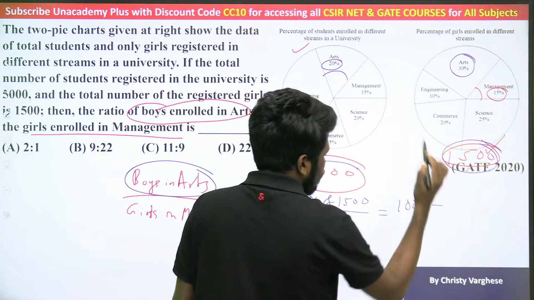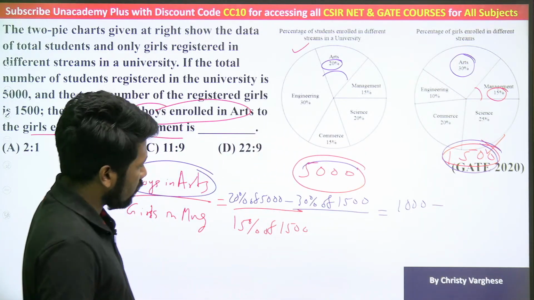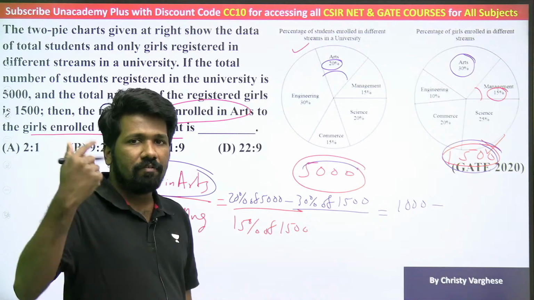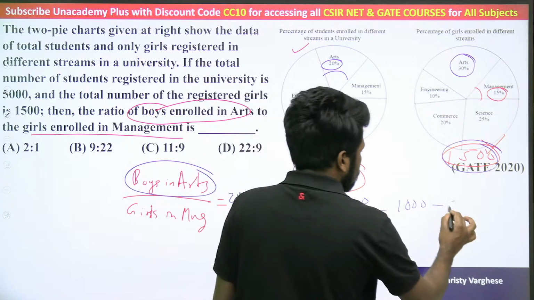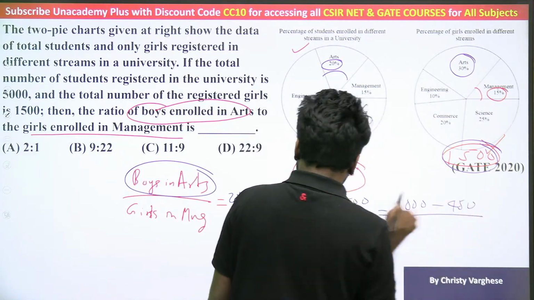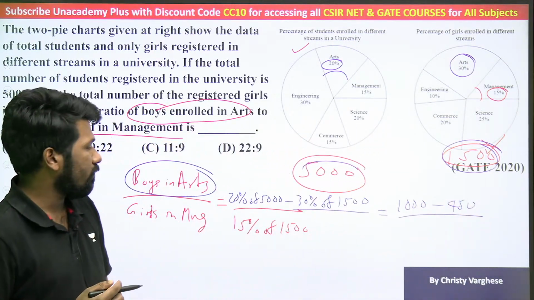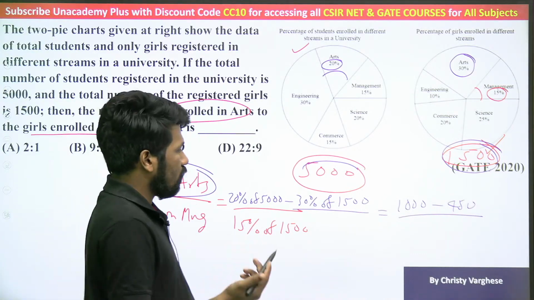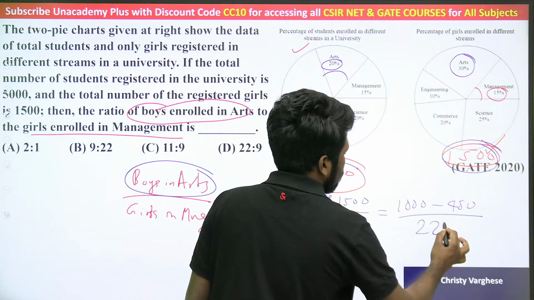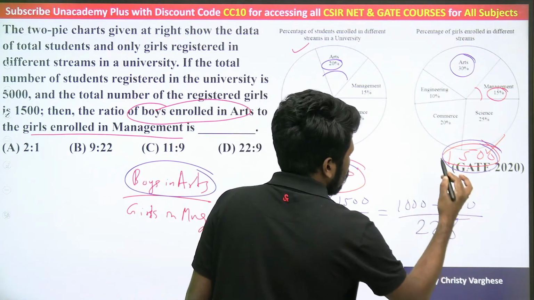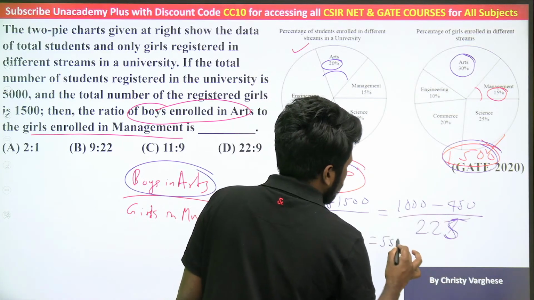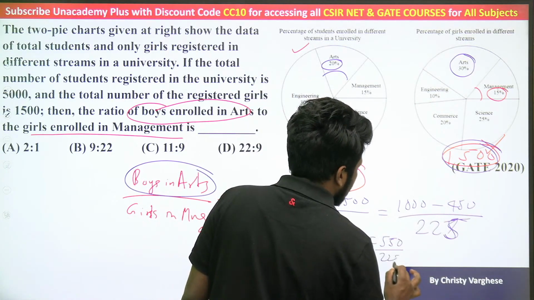If you can't, then in the GATE exam there is a virtual calculator, that also you can use. 30% of 1,500: 10% is 150, so 30% is 150 plus 150 plus 150, which is 450. 450 divided by 15% of 1,500. 10% is 150, 5% is 75, 150 plus 75 is 225. The calculation part you do yourself. So 225 in the denominator. So that is 550 by 225 as the final answer.